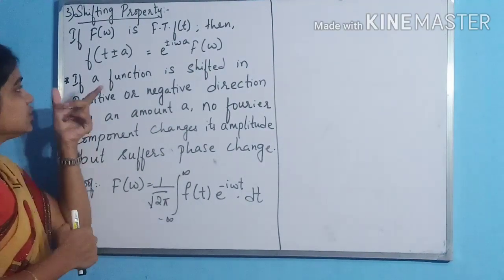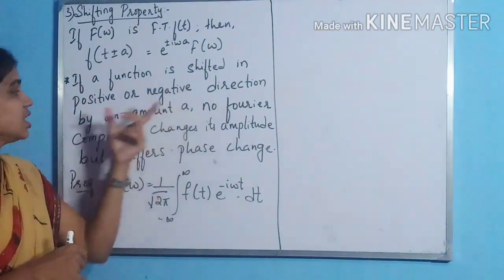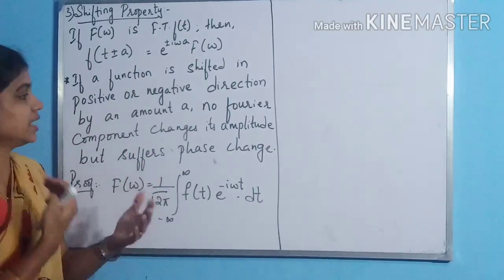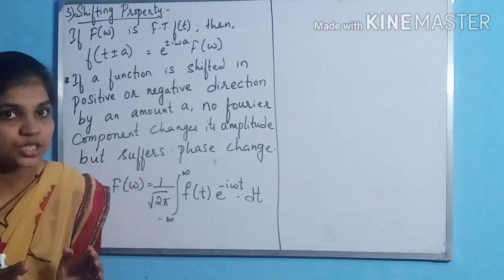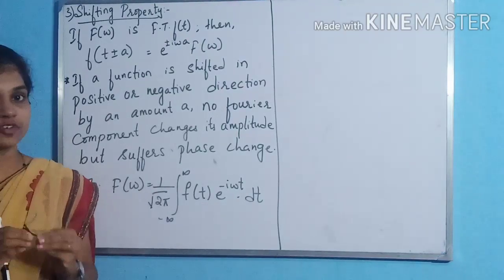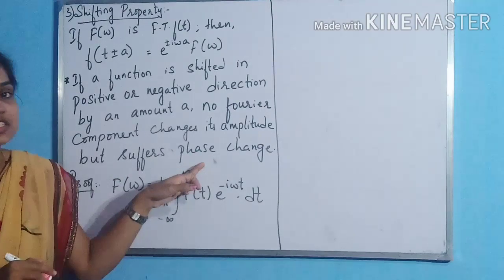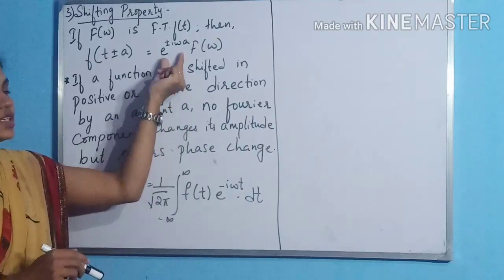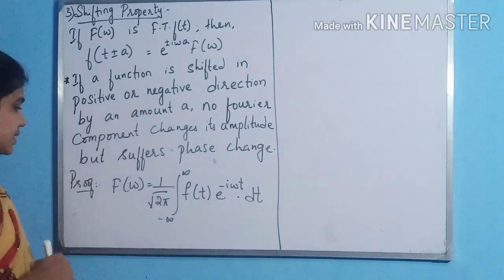If a function is shifted in the positive or the negative direction by an amount a, that is t plus or minus a, then no Fourier component changes its amplitude, but it changes its phase. Phase, P-H-A-S-E. So it is going to suffer a phase change. It is not changing its amplitude, but it is changing its phase. That is e raised to plus or minus i omega a. So let's prove that.